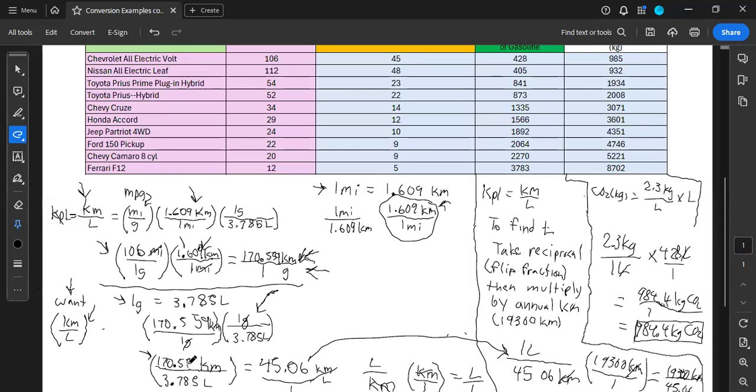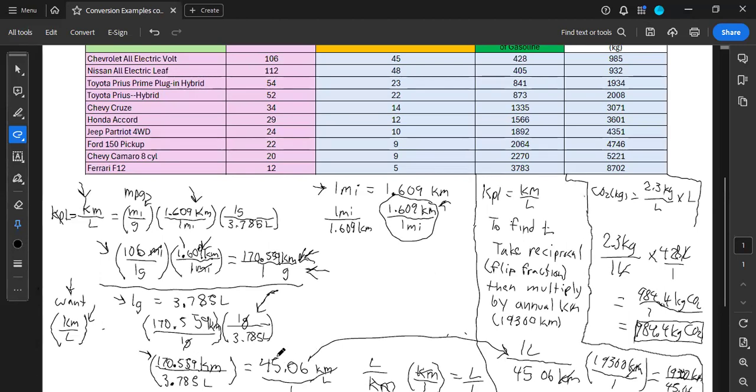It should be 0.559 kilometers on top. And then on the bottom, remember the gallons canceled out, we just have 3.785 liters. Now we have the units we want. We have kilometers per liter, but we have some numbers. So we have to see if we can simplify this by dividing the 170.559 by the 3.785.